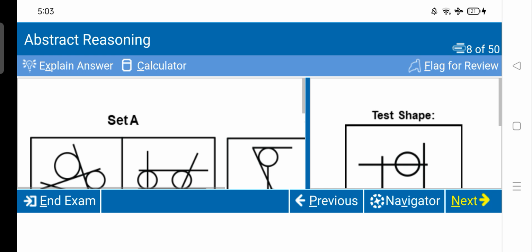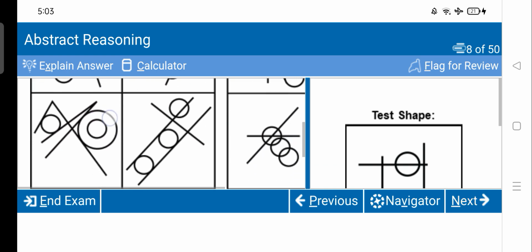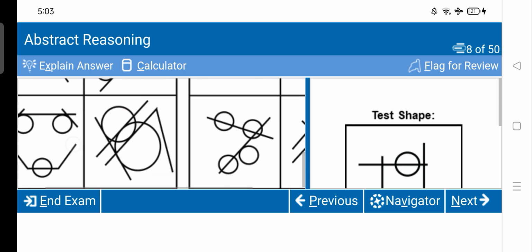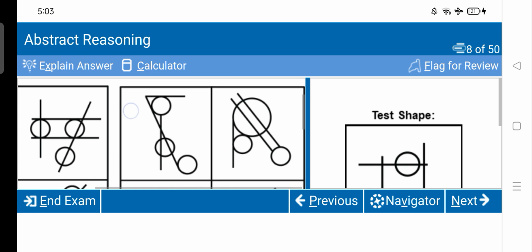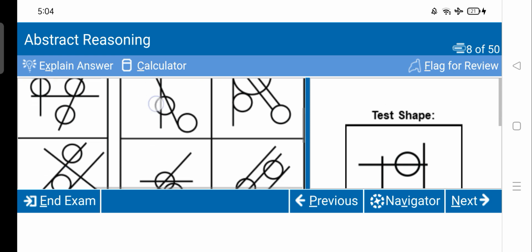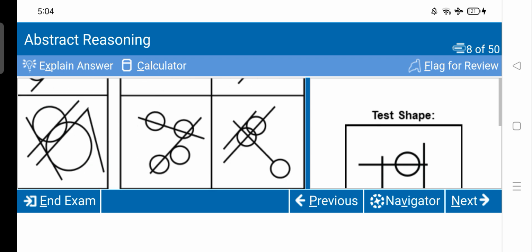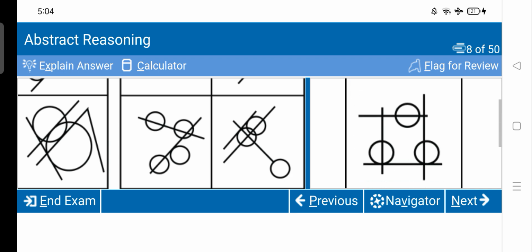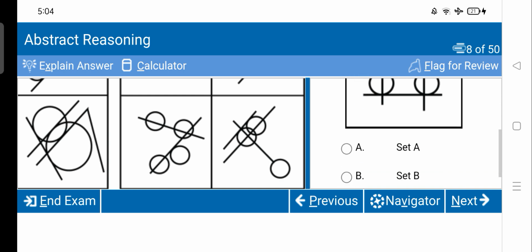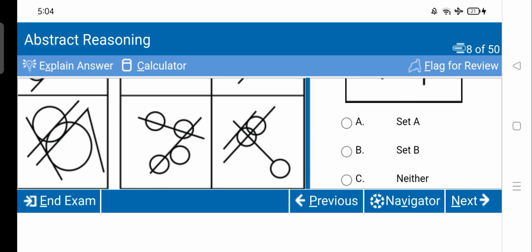So next we have the same set of shapes. Here you can see set A like this, and then set B is in that form. Then the test shape is in that form. Options we have are the same: option A is set A, option B is set B.